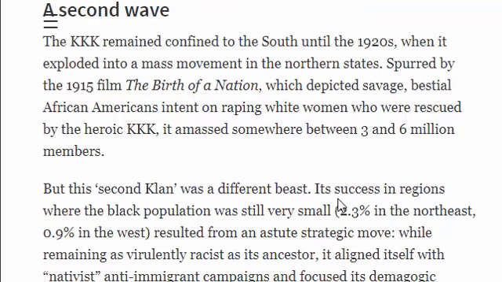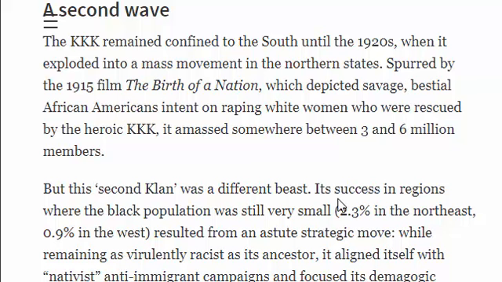Second wave. The KKK remained confined to the South until the 1920s, when it exploded into a mass movement in the northern states, buoyed by the 1915 film The Birth of a Nation, which depicted African Americans as intent on raping white women, who were rescued by the KKK. It boasted somewhere between 3 and 6 million members. But the second Klan was definitely a different beast.